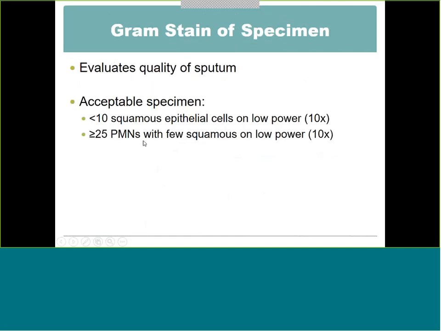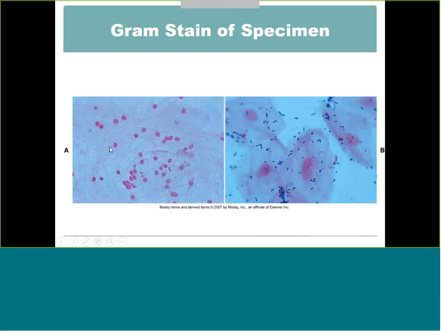All right, this talks through that gram stain of sputum, again, evaluating quality. Ideally, we want to see less than 10 epithelials per low power field and greater than 25 PMNs, which are just neutrophils, on low power. That is going to say, yep, great sample, we're going to be good with it.